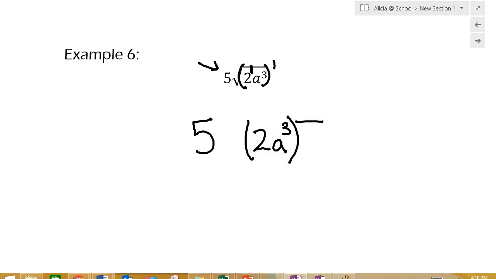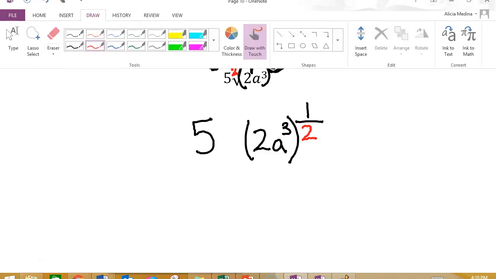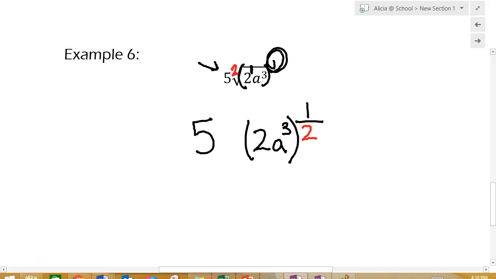To rewrite the square root of 2a cubed, I'm going to go ahead and keep my 2a cubed in parentheses. My exponent is that 1 over here. I'm going to bring that over to my numerator. And remember, too, that anytime you have the square root with no index number, that is an invisible 2. You even say square root, meaning 2. And that's our final answer: 5 times 2a cubed raised to the 1/2 power.